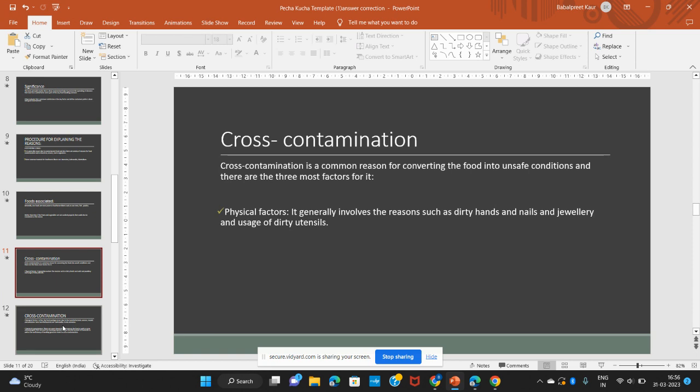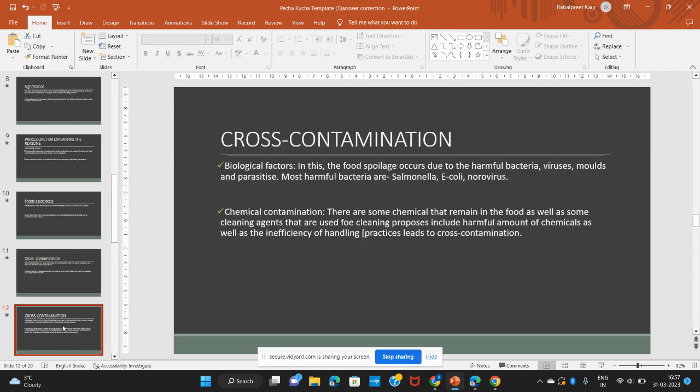Here I want to describe cross contamination. Cross contamination acts as the main reason for converting food into unsafe conditions, and there are three factors responsible. The first one is the physical factor, which involves dirty hands or nails, or wearing jewelry while working in the workplace. It is a factor for spreading disease from one thing to another.